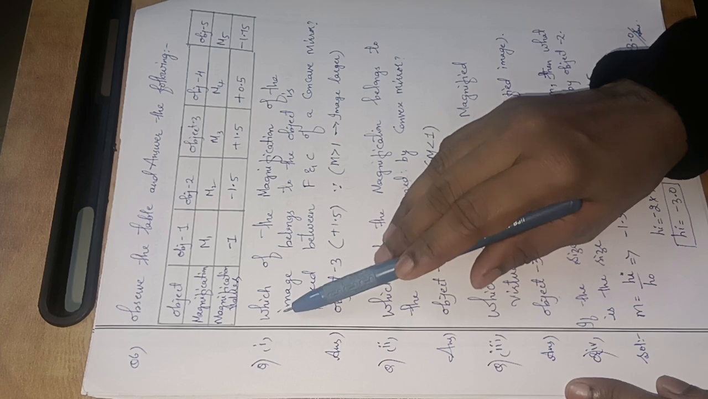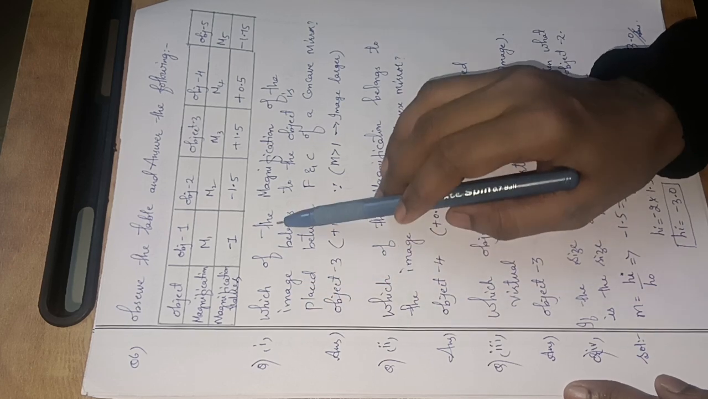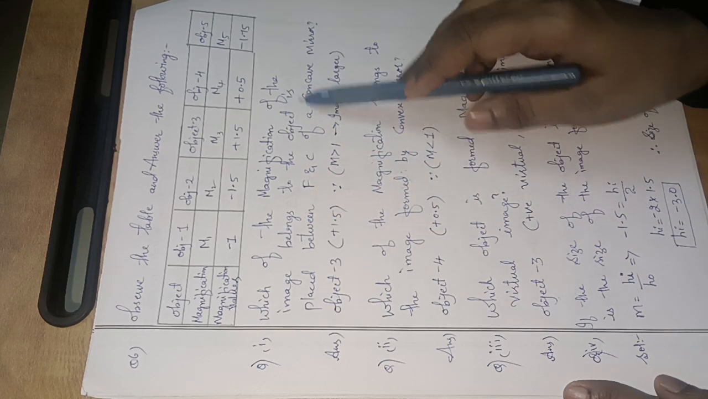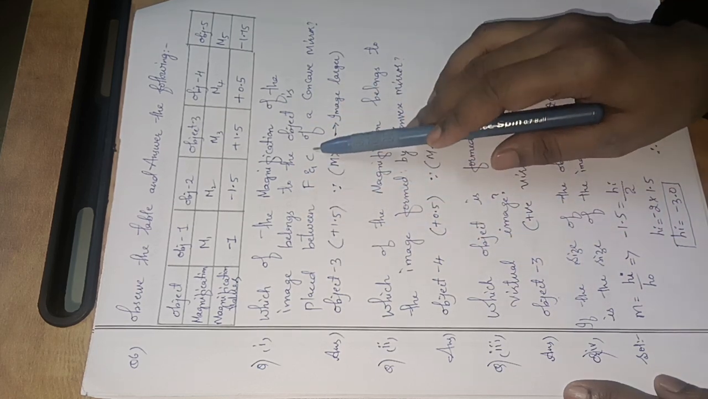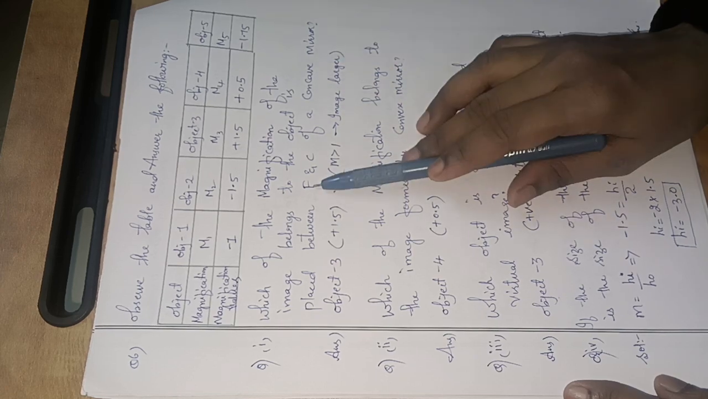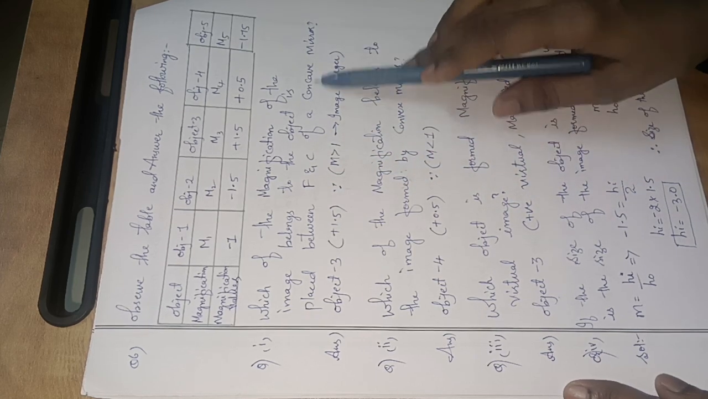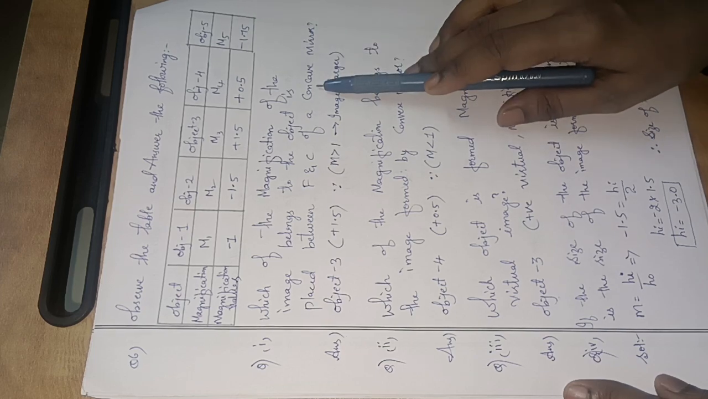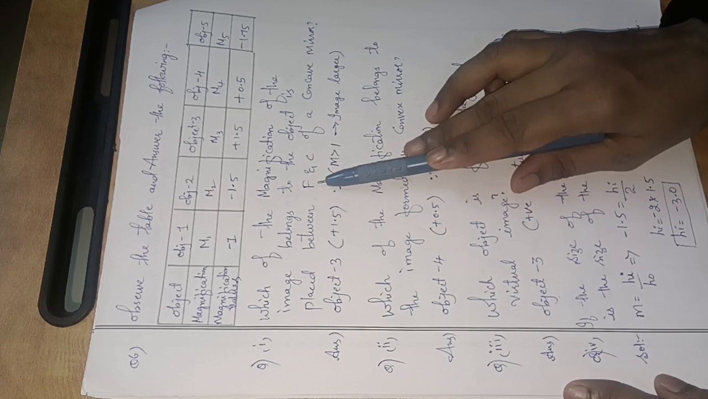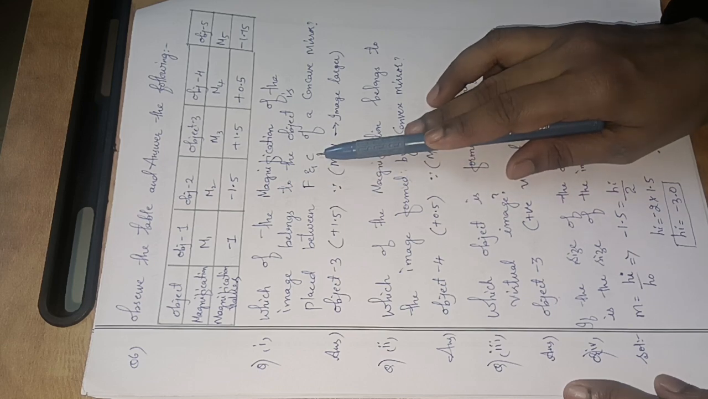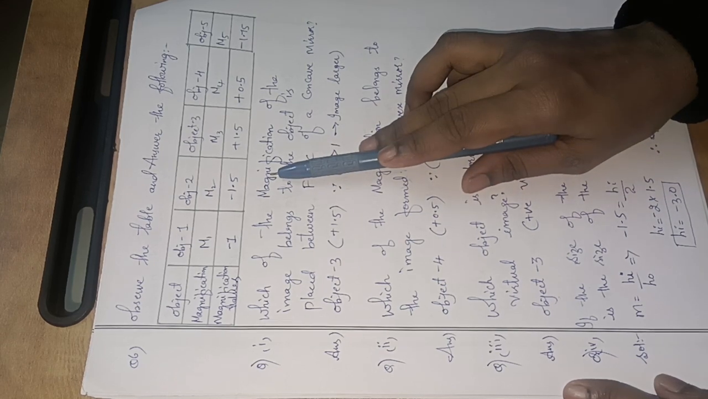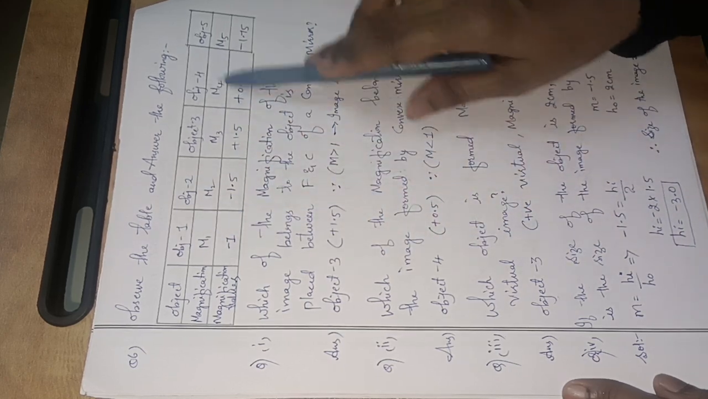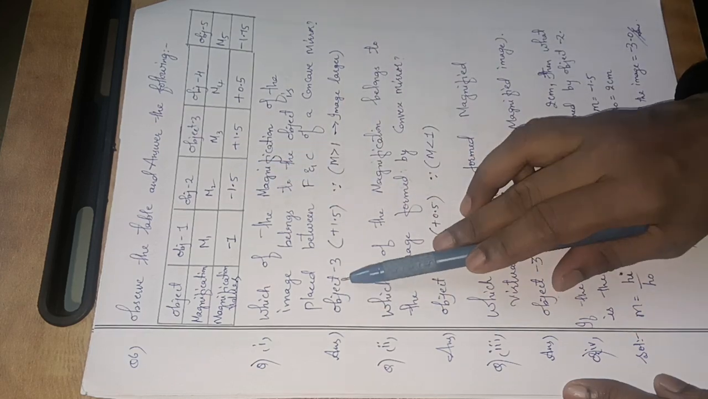What is the first question? Let's understand that first. Which magnification of the image belongs to the object placed between F and C of a concave mirror? Focus and center of curvature. Here the mirror is a concave mirror, and if the object is between focus and center of curvature, what is the magnification? And which object out of these 5? So that object is object 3.